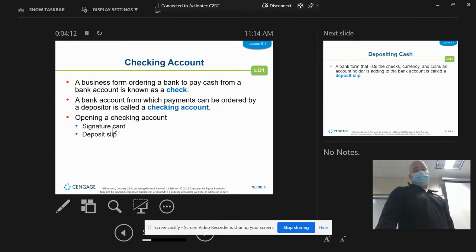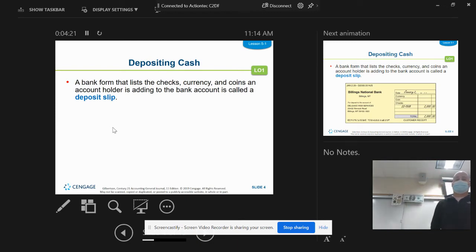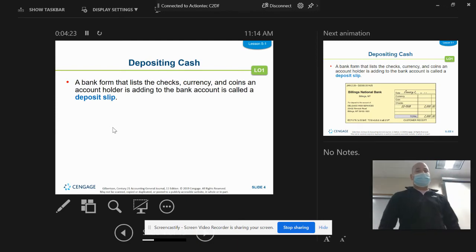All right, very good. Opening a checking account, you need a signature card and a deposit slip. A deposit slip is a bank form that lists the checks, currencies, and coins an account holder is adding to the bank. So if I give you some cash and you want to deposit it into your account, how would you go about doing that?